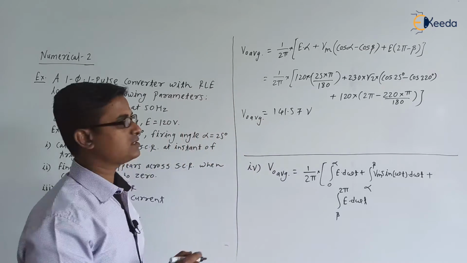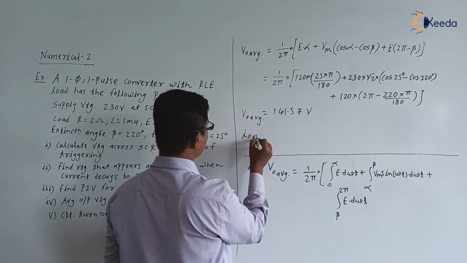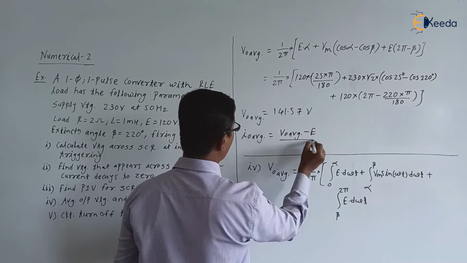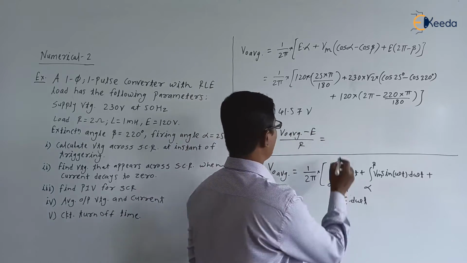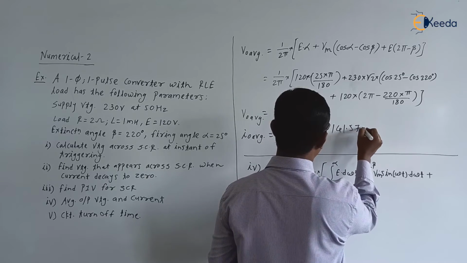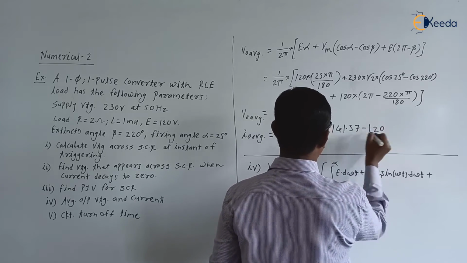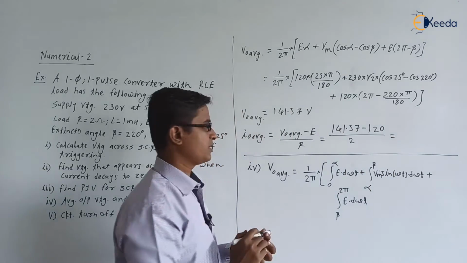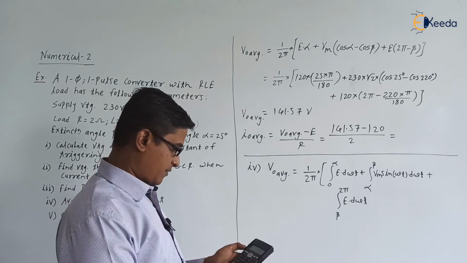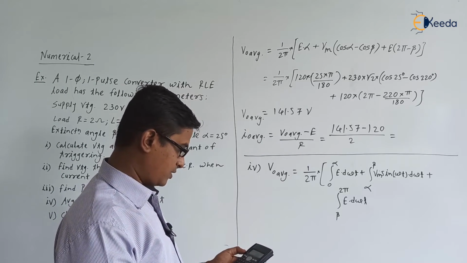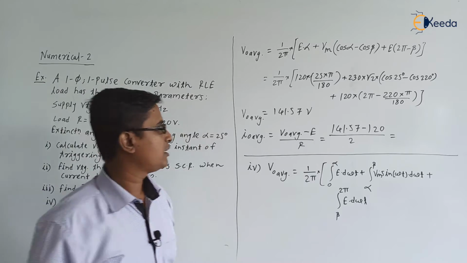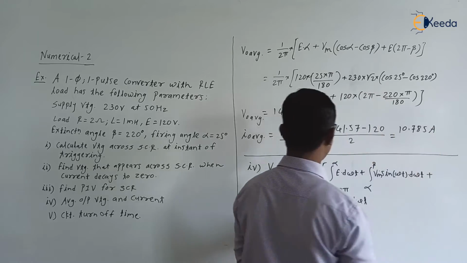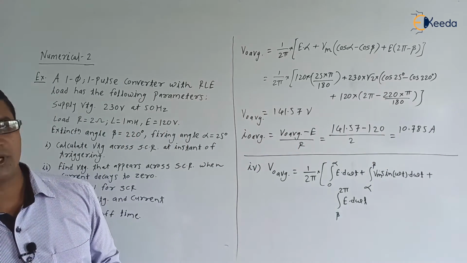Similarly, can we find I0 average? We know I0 average is equal to V0 average minus E upon R. What is V0 average? 141.57 minus E, which is 120, divided by R. What is R? R is 2. So it is 21.57 divided by 2, so it is 10.785 ampere. This is the I0 average. Are you getting the point?